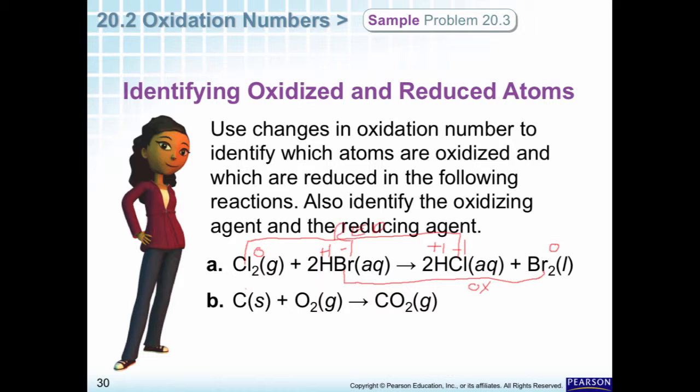Let me do this one too. Here's 0 and 0. We know this is going to be a -2. This has to be a +4. So this is getting more positive. That's oxidation. It's getting more negative. Reduction. Okay.